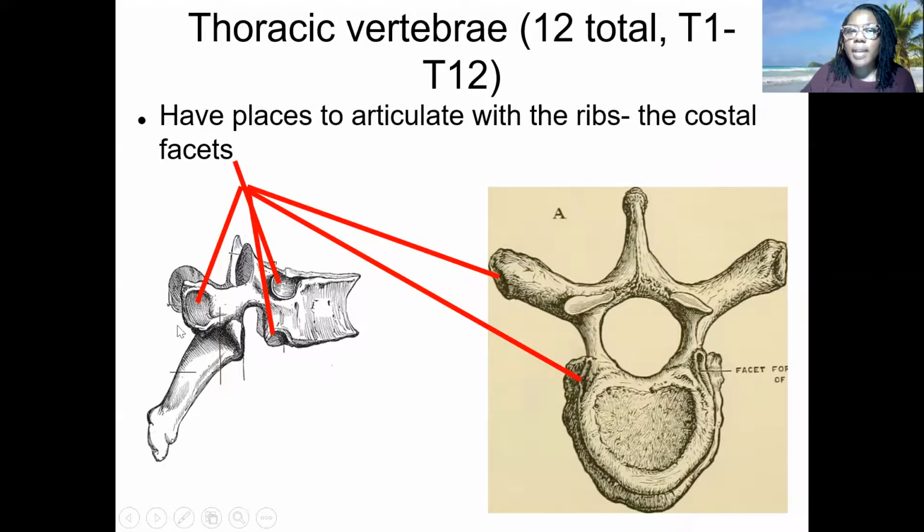And then finally, the transverse costal facet is going to be an area of articulation for the tubercle of the rib. And we'll talk about what the tubercle is. It's basically a bump along the neck of the rib.